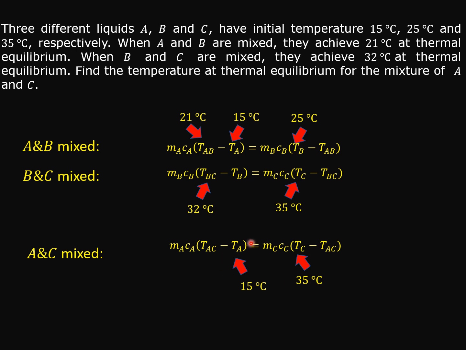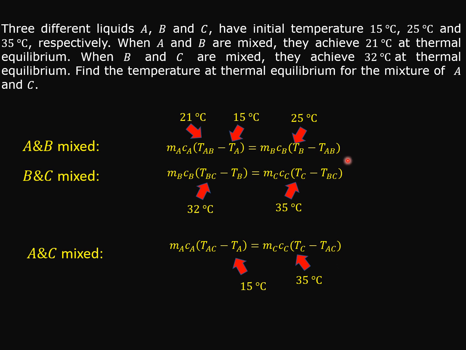Since TAC is between 15 and 35, it is higher than 15, so we use TAC minus 15. The terms on the left-hand side show that liquid A will gain heat, and liquid C will lose heat. So we use 35 minus TAC.